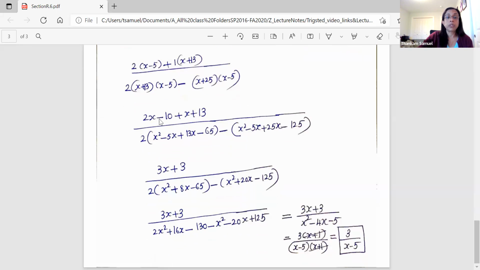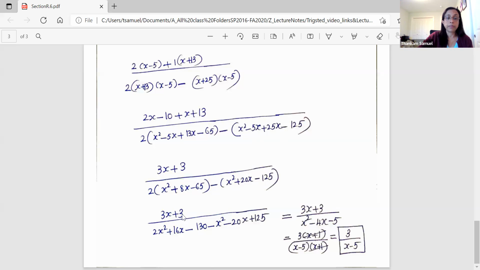Then you can combine the like terms in the numerator: 2x plus x is 3x, negative 10 plus 13 is positive 3. So in the numerator you have 3x plus 3, the whole quantity divided by 2 times x squared plus 8x minus 65 minus, combine the like terms inside this parenthesis, so negative 5x plus 25x is positive 20x. So you have x squared plus 20x minus 125.